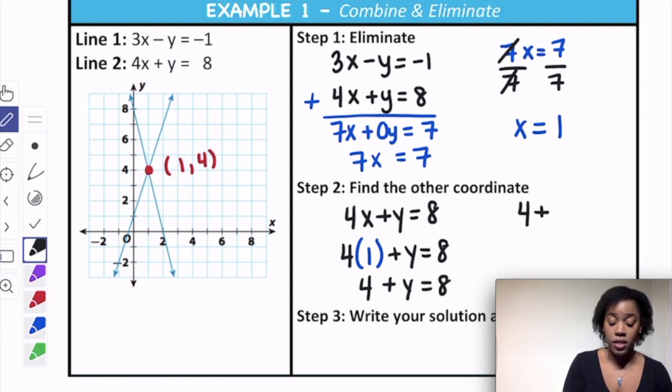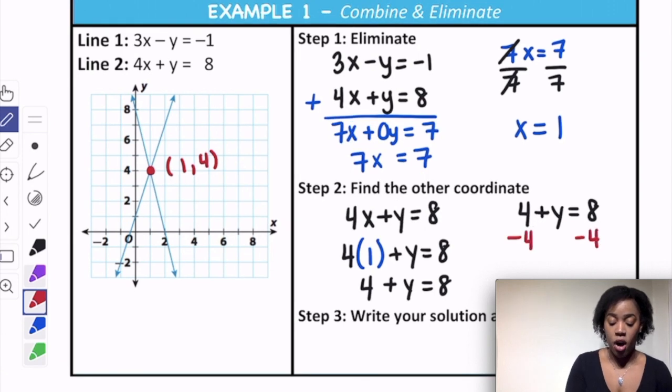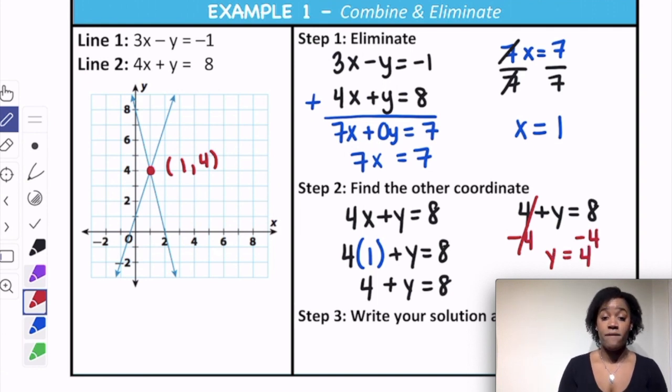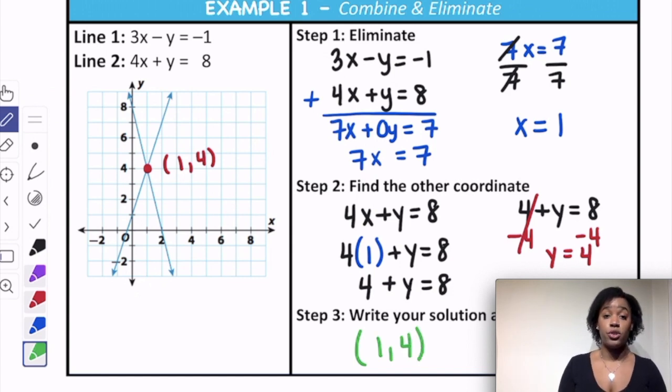Now we can use this new equation in one variable to find y. So 4 plus y equals 8. We can subtract 4 on both sides, so we'll have y equals 4. So I found x and I found y. Now all that's left is to write our solution as a coordinate. We know our solution is correct because we found it earlier, before we even started using the elimination method, from the graph: (1, 4).